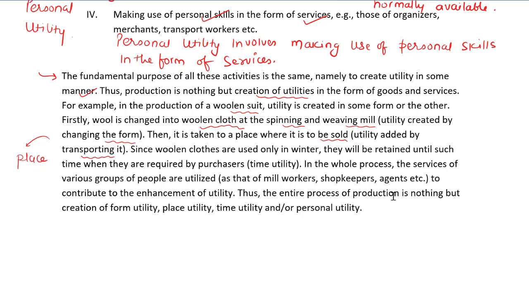Since woolen clothes are used only in winters, they will be retained until the time when they are required by the purchaser, time utility. So production can be done in the month of May or June in India, but it could be used in the month of November and December when woolen clothes are actually required. In the whole process, the services of various groups of people are utilized, like mill worker, shopkeeper, agents, to contribute to the enhancement of utility, all types of utility, and thus the entire process of production is nothing but creation of form utility, place utility, and personal utility, as well as time utility.